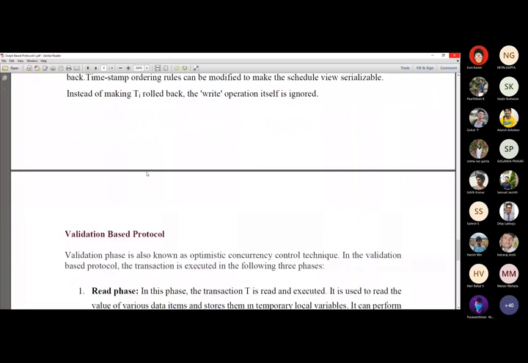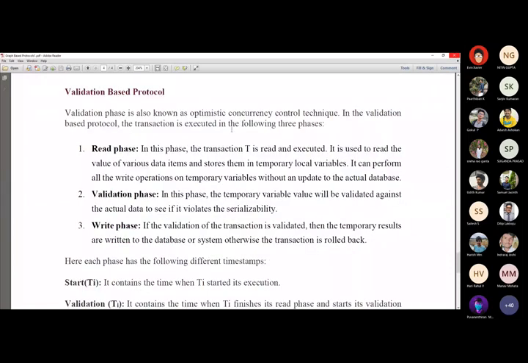The validation based protocol is also known as the optimistic concurrency control technique. In the case of the validation protocol, we have three phases. The first phase is the read phase. In this phase, the transaction Ti is read and executed.